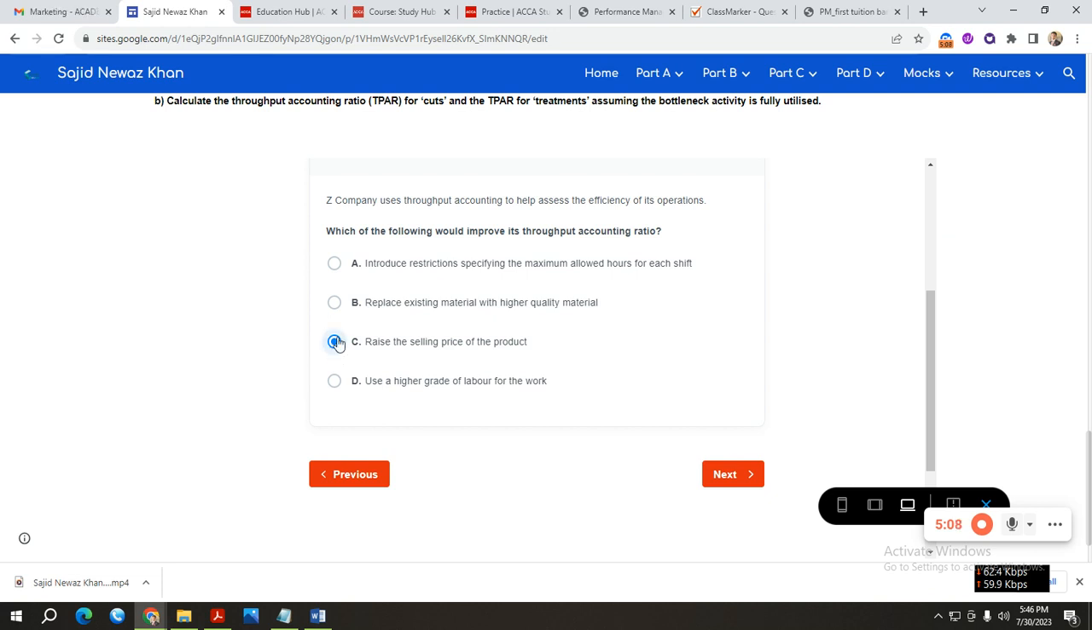Raise the selling price. If we can increase the selling price, then our throughput should improve, and if the throughput improves, obviously our throughput accounting ratio should improve. Use a higher grade of labor for the work. A higher grade of labor would be more expensive, so this also is likely to reduce our TPAR. So the correct option here should be option C. All right, so we're going to go with option C.